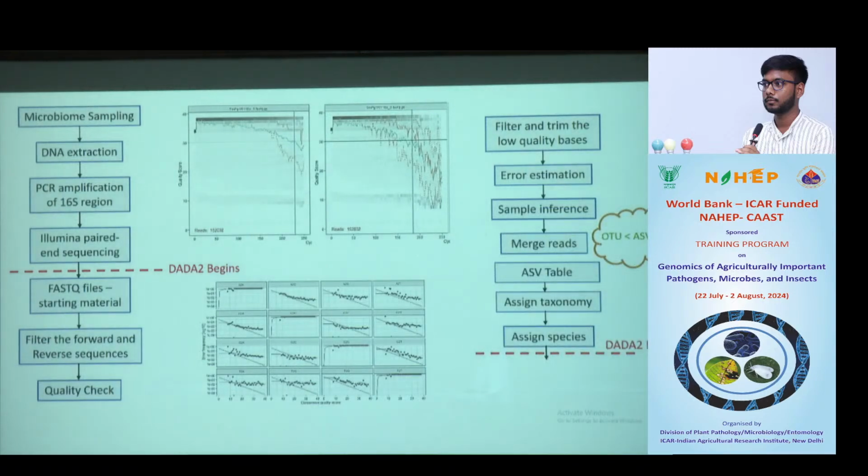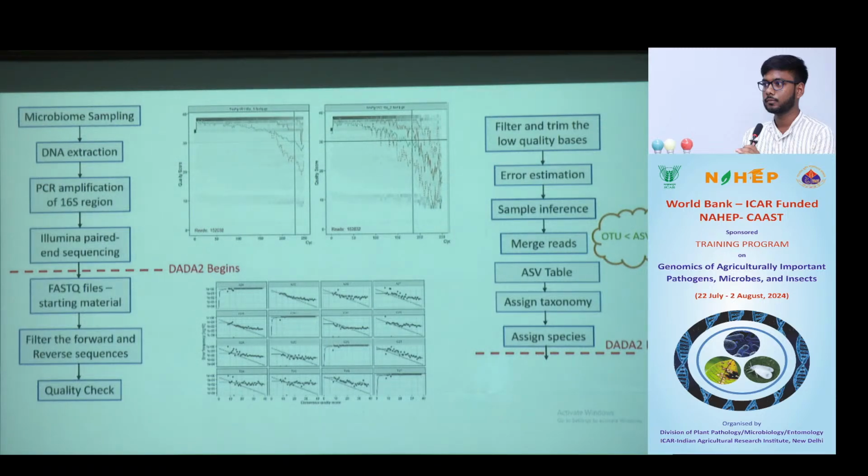After the error estimation, we will do sample inference. What is sample inference? Out of those millions of reads, it will tell what are the true, unique sequences. After that, we will merge both the forward and reverse reads. After merging, we construct an ASV table, that is, amplicon sequence variants.